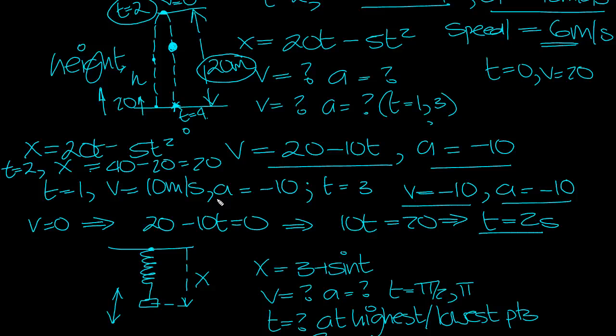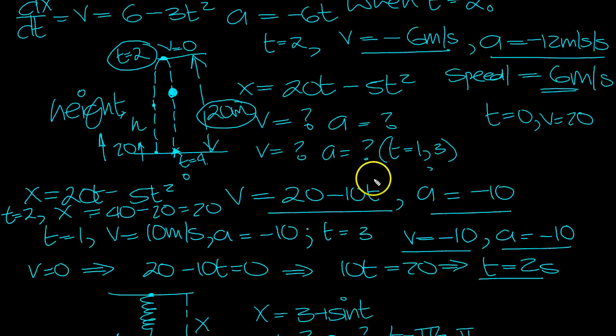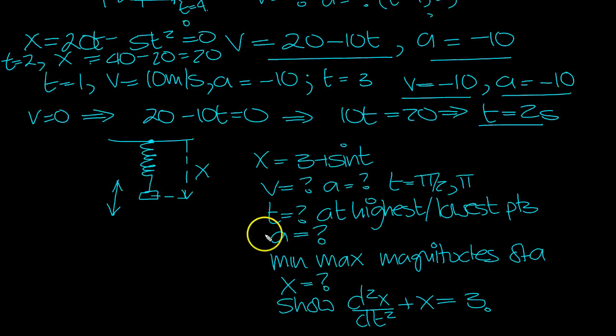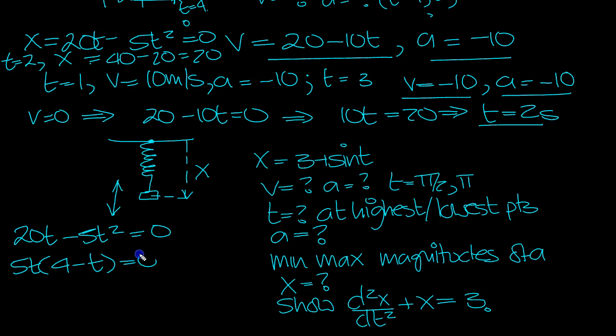How long does it take for the ball to fall back down to the ground? Well, we've got the formula for x, haven't we? So this is the height above the ground, and we just let it equal 0. And let's see what we get. So I'll put it down here for a moment. 20t minus 5t squared equals 0. Take a 5t out as common. We've got 4 minus t equals 0. That tells us that t is 0 at the start, and then t equals 4, isn't it? So when t equals 4, it's hit the ground again.